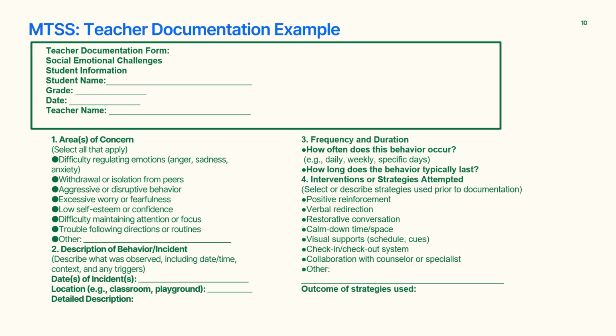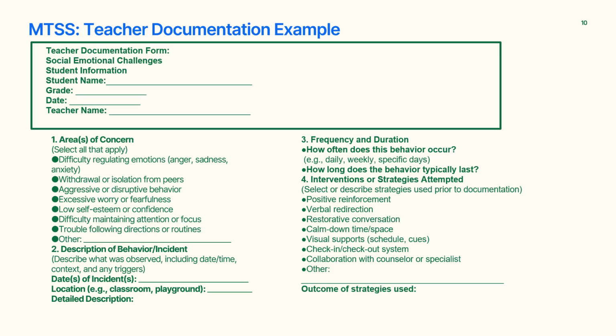So in this form, you'll see you have areas of concern, select all that apply. You have an opportunity for the teacher to describe behaviors or incidents in the classroom, providing dates and times, reasons. That's in order to see are certain behaviors happening at the same time of day. That's also important. Or are there any other triggers to that particular behavior that we can start documenting, again, so we can provide the right intervention.